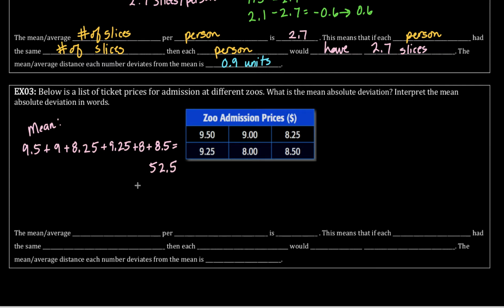52.5. But this time, instead of dividing it by 4, there are 1, 2, 3, 4, 5, 6. You have to divide by 6. So these are 52.5. Let's read the problem. Below is a list of ticket prices. Okay, so these are prices, so this is dollars. And this is for 6 tickets, because that's how much it is for 1 ticket there, 1 ticket there, 1 ticket there, 1 ticket there, 1 ticket there. So divided by 6 is $8.75 per ticket.